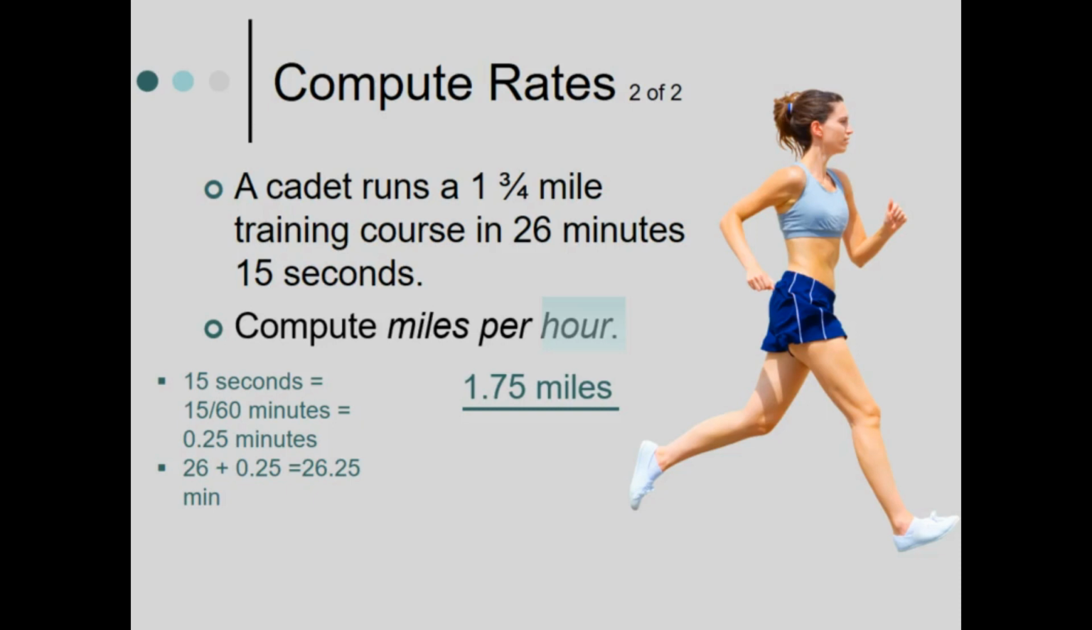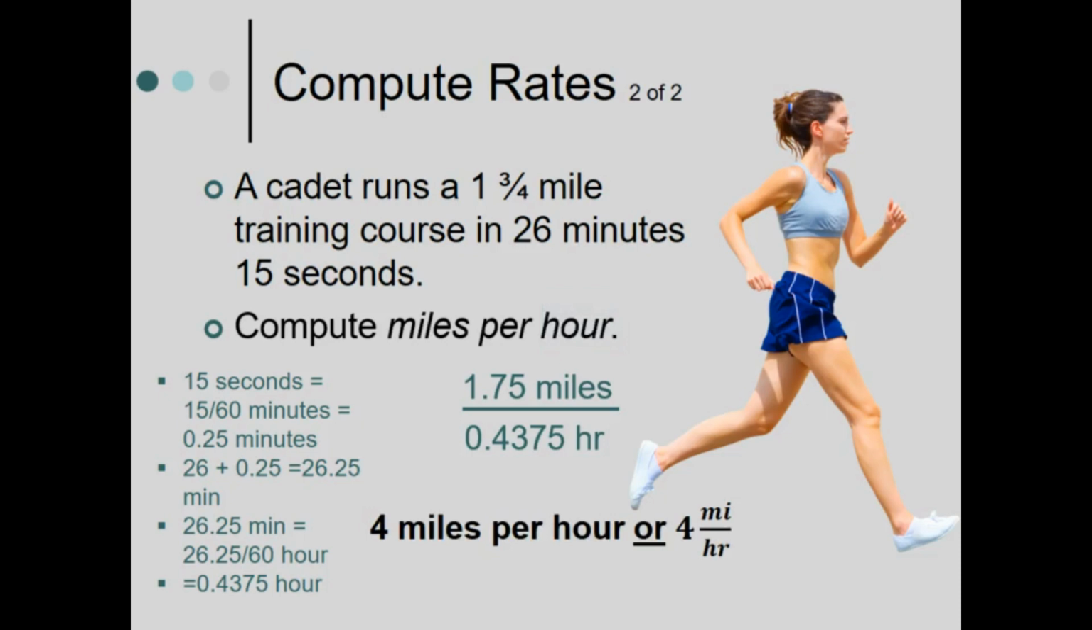And one more conversion from minutes into hours would be 26.25 over 60 of an hour. And doing the division, 26.25 divided by 60 results in the following decimal value. We'll place that in our hour position in the rate, and then do the indicated division, 1.75 divided by 0.4375, which results in 4 miles per hour for the speed of this cadet.